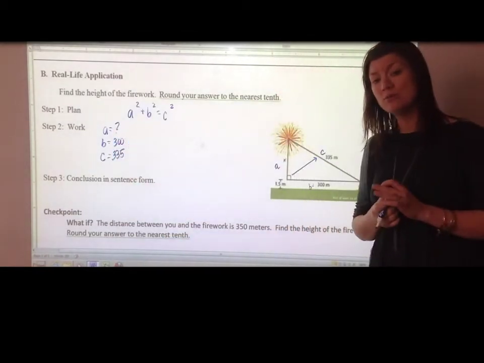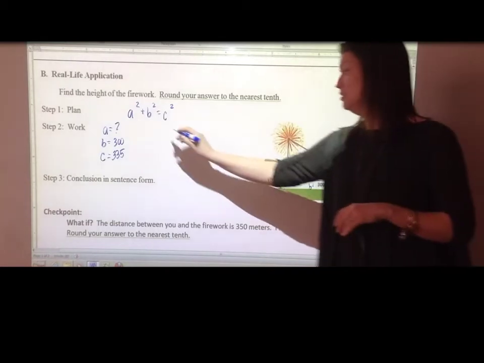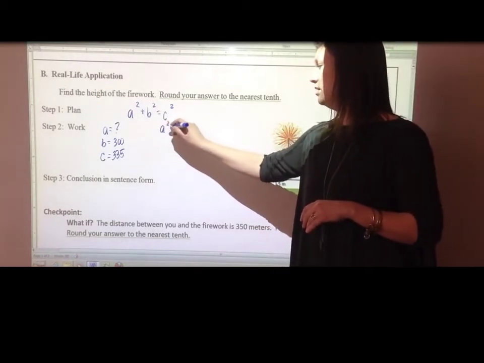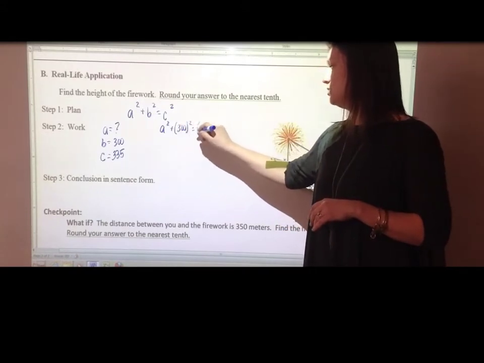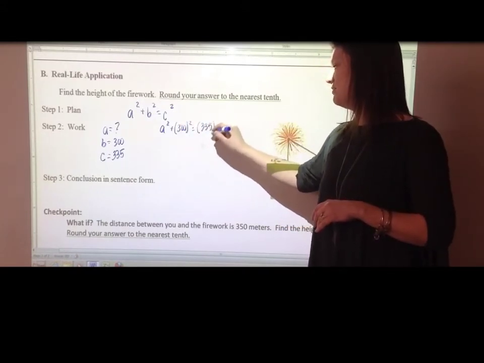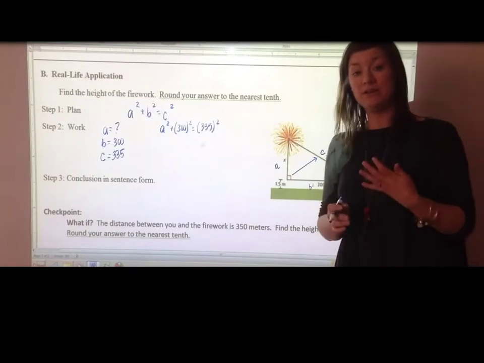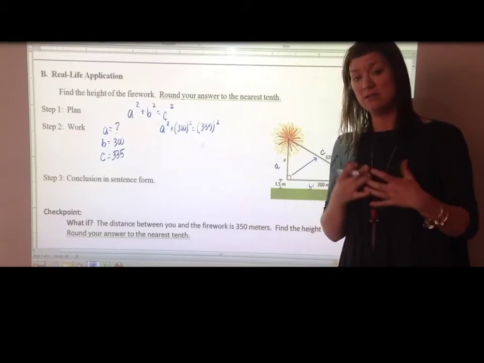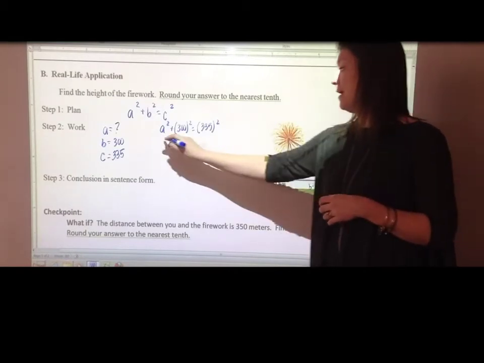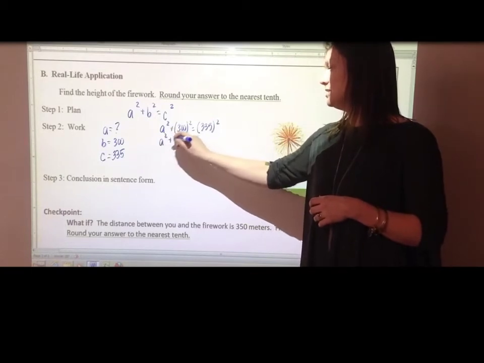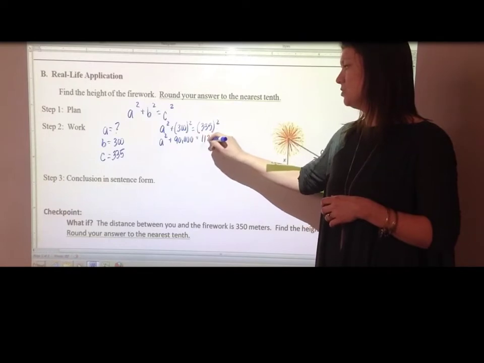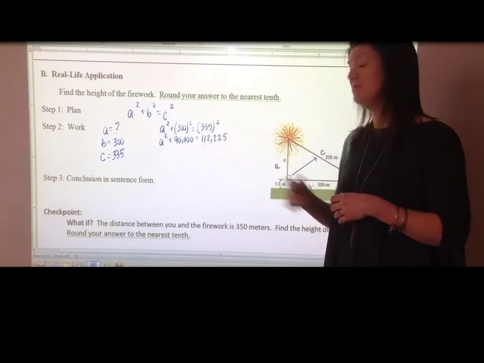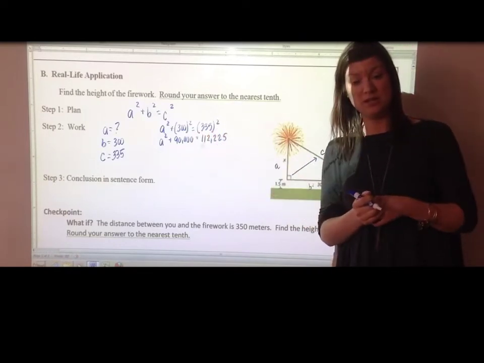So I'm going to go through this process by substitution. So my unknown squared plus 300 squared is equal to 335 squared. If you want to pull out your calculator to follow along with me to see the math working out, A squared plus 90,000 equals 112,225. If you square those numbers in your calculator.